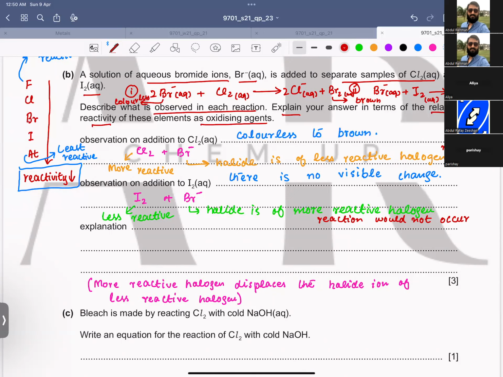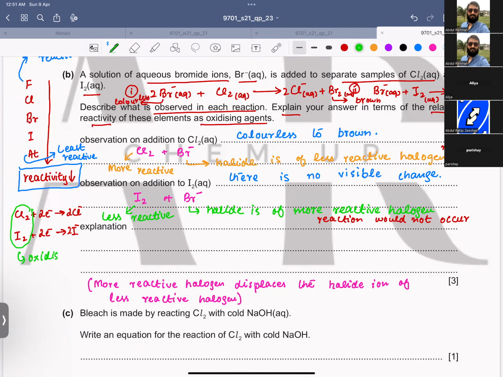Okay, look over here. When it's chlorine, it gains electrons when it reacts, forming chloride. In the same way, when iodine reacts, iodine also gains electrons and becomes iodide. So gain of electrons is called reduction, and the one which undergoes reduction is basically the oxidizing agent.